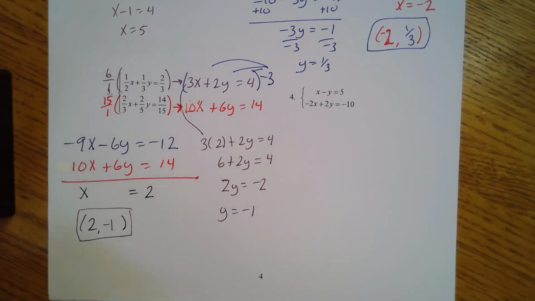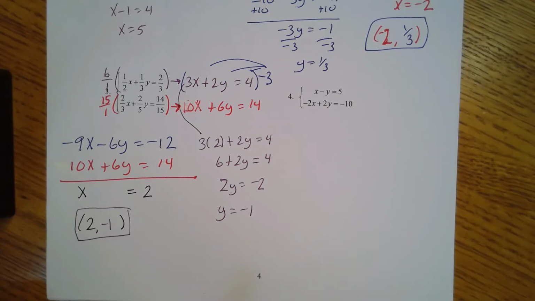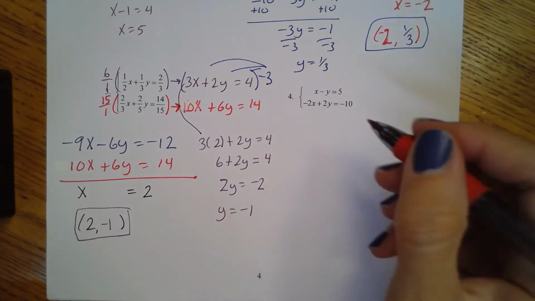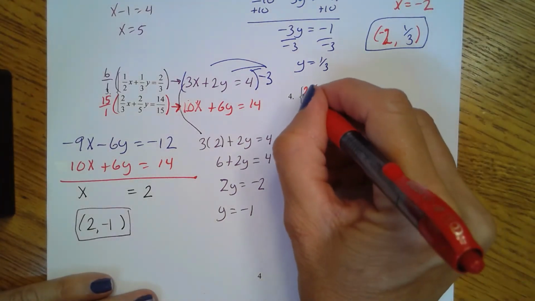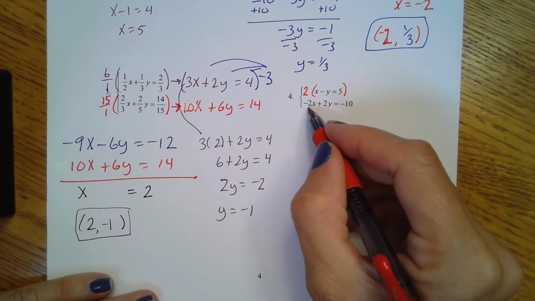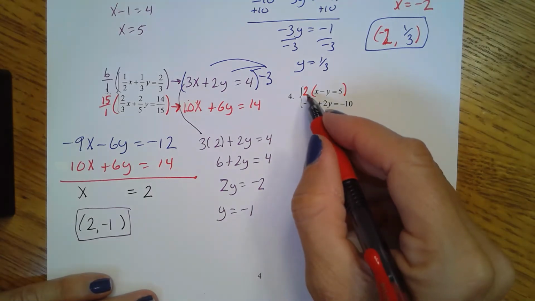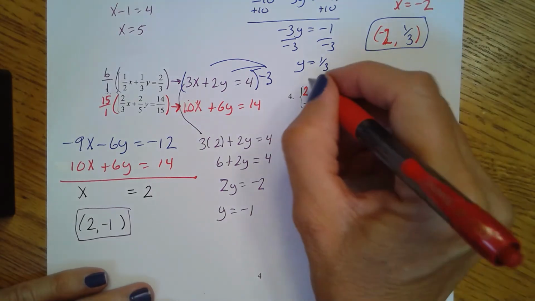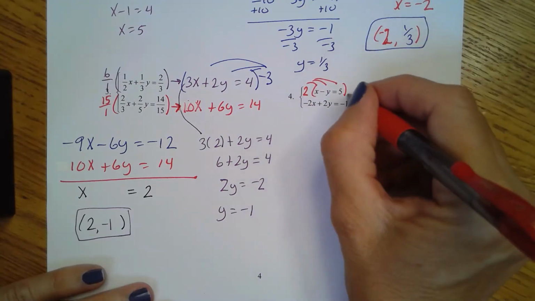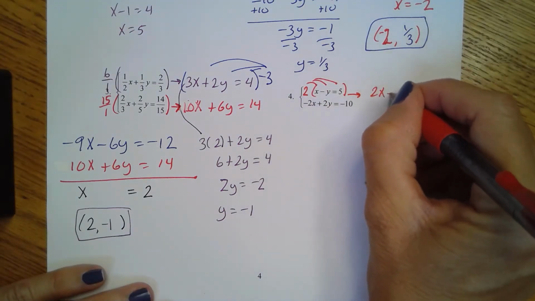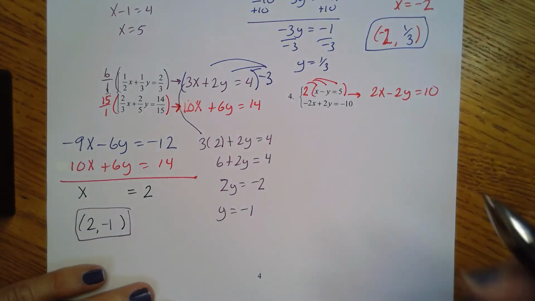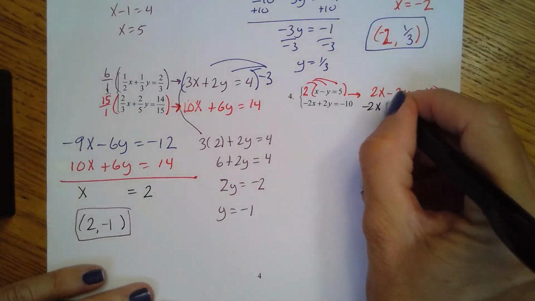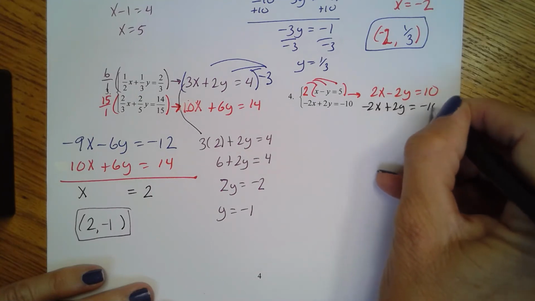So let's look at number 4. x minus y equals 5, and -2x plus 2y equals -10. You could do the substitution method, but we're practicing the addition method, so I'm going to multiply the top by 2, because if I multiply the top by 2, then I'll have a +2 and a -2, and those would cancel. So distributing all the way across, I get 2x minus 2y equals 10, and the second equation stays as is, -2x plus 2y equals -10.